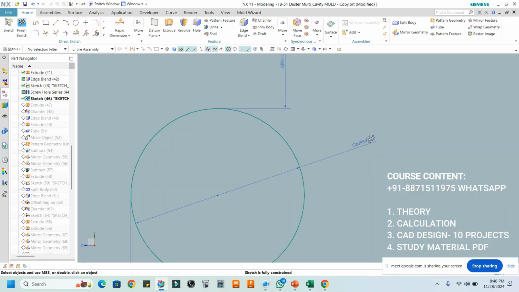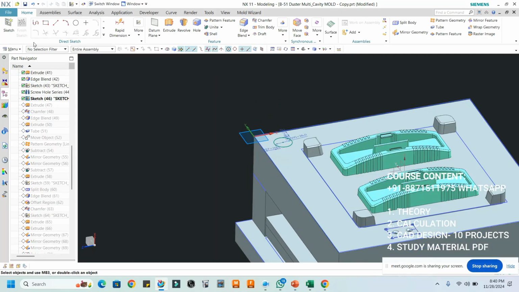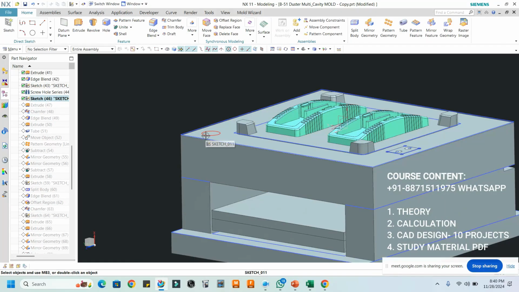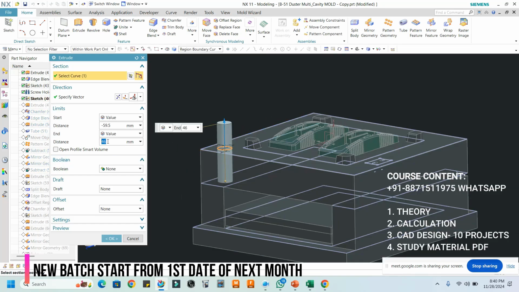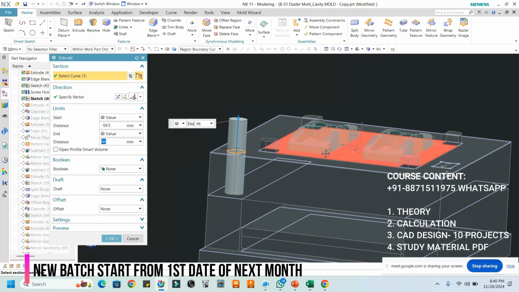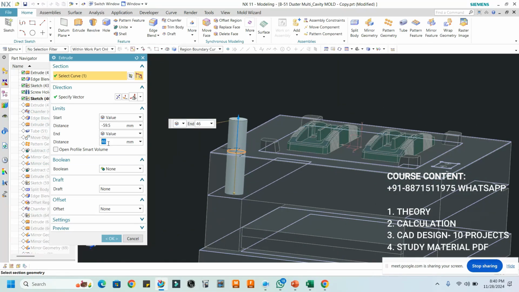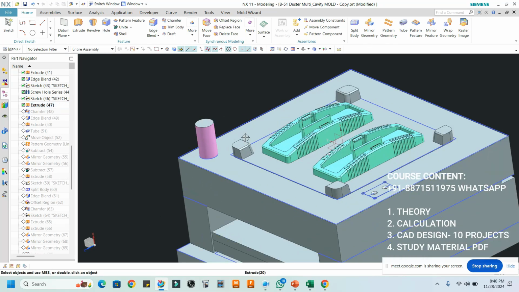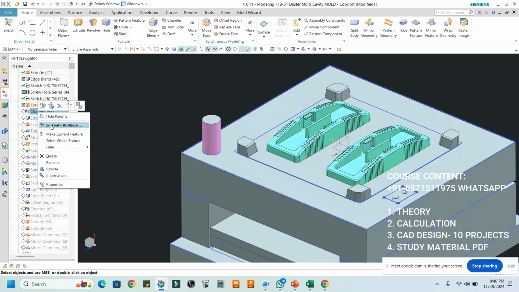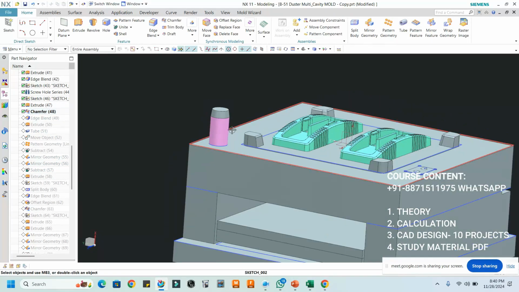Just extrude this circle. How much do I have to extrude? Not 70, here I will extrude 30 mm, because 30 is the component height, plus 20 mm is the clearance. Click OK. Then take the chamfer.